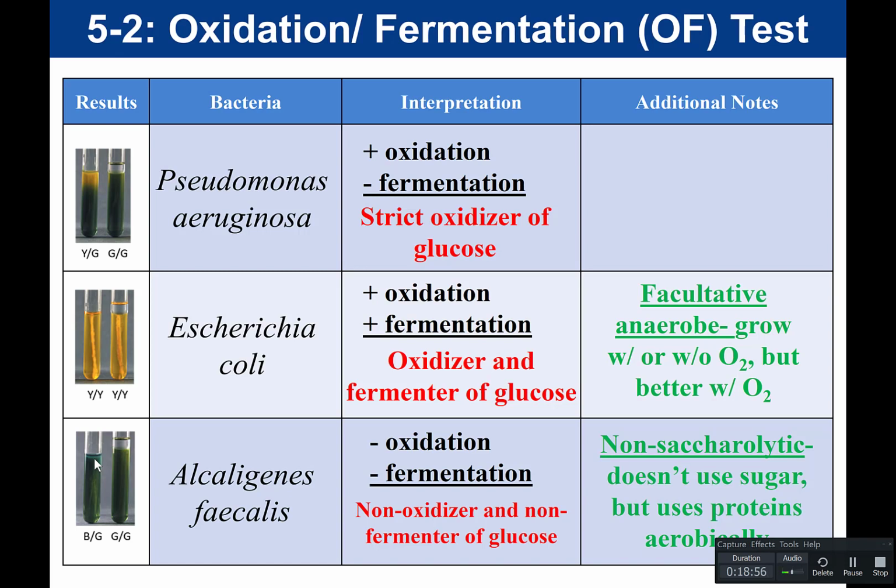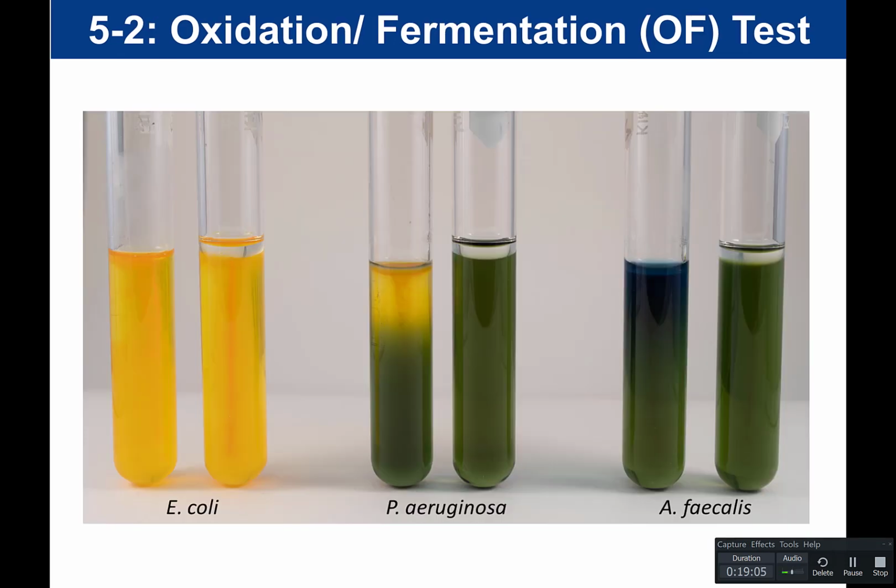In the case of Alcaligenes faecalis, none of the tubes are yellow, which tells us the organism is non-saccharolytic, it doesn't use sugar. So this is just showing you these results closer up so that you can see the colors more apparently. And so again, notice for E. coli, both tubes are yellow. It's able to oxidize and or ferment. Pseudomonas aeruginosa, it oxidizes but does not ferment. Alcaligenes faecalis does not oxidize or ferment. It does neither, but it does use proteins aerobically. So notice it turned blue on the top of the tube where O2 is available. And so this would be your result for your OF test.